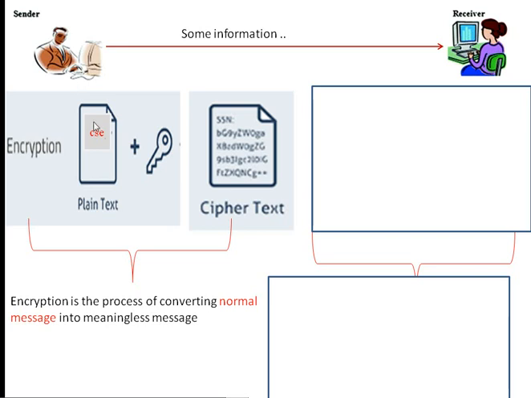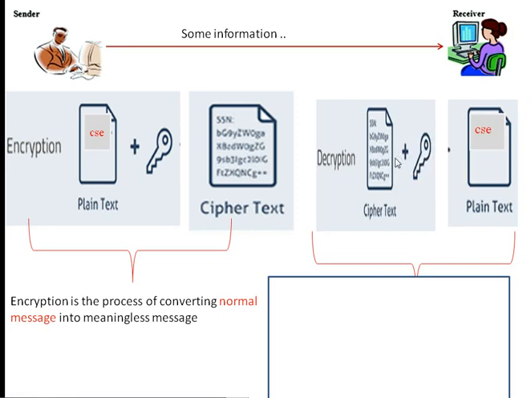So encryption is the process of converting a normal message into a meaningless message. The normal message is what? CSE. The meaningless message is this. Can anybody read this message? Is it possible? No, you can't. But what about this? Yes, you can easily understand this. CSE means computer science and engineering, isn't it?